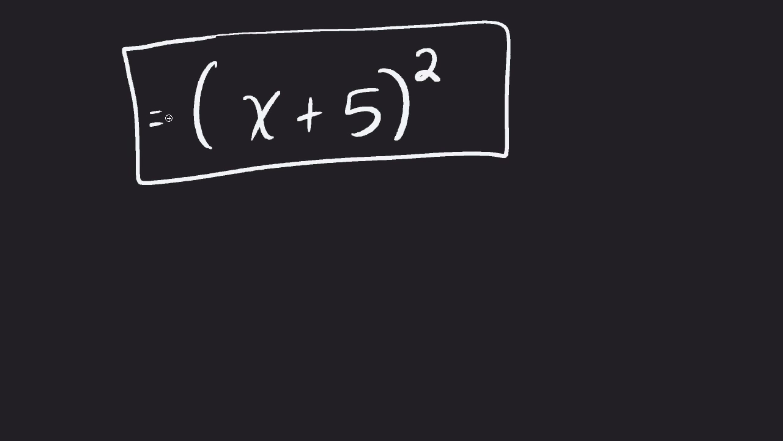So when we're talking about a perfect square trinomial, what we're really looking at is whether there is a binomial that I can square in order to get that trinomial as a result.